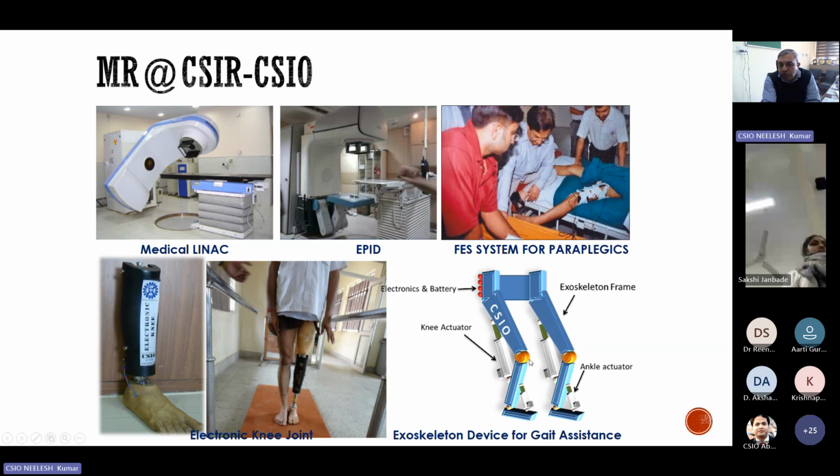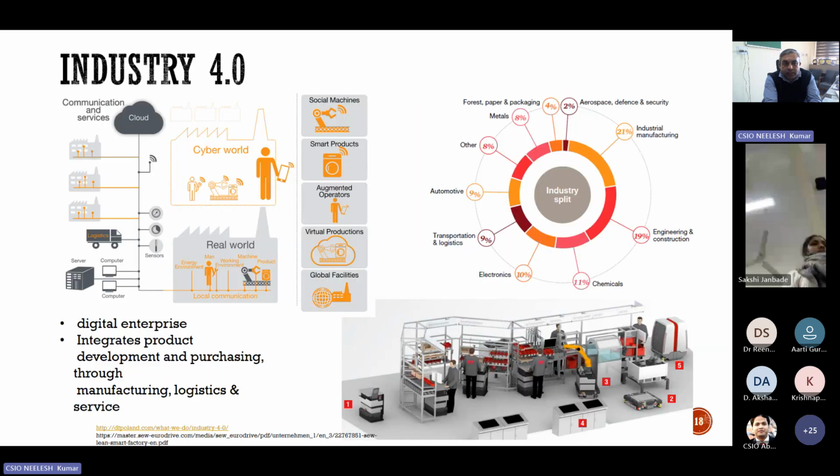As I was mentioning of the exoskeleton device, this is a very basic picture where we have just shown the concept. An exoskeleton is a mechanical frame which requires different electrical actuators. In this case, we have used electrical actuators. They are linear actuators with a DC motor. And there is associated electronics to control this whole device. And to provide the power, we have used a battery. So these are a few examples on which CSIO has worked and transferred the technology to the industry.